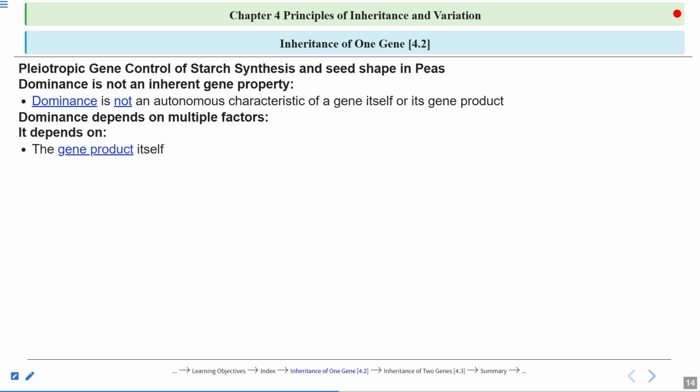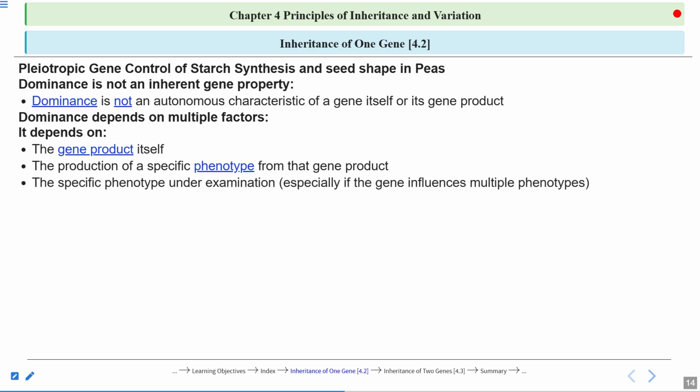First of all, it depends on the gene product itself, the product of the gene. Then the production of a specific phenotype from that gene product. And third, the specific phenotype under examination, especially if the gene influences multiple phenotypes. Now let's understand this. Dominance depends on multiple factors. The first factor is the gene product itself. What is the gene coding for? Clear? So the phenotype depends on the product of the gene, first of all.